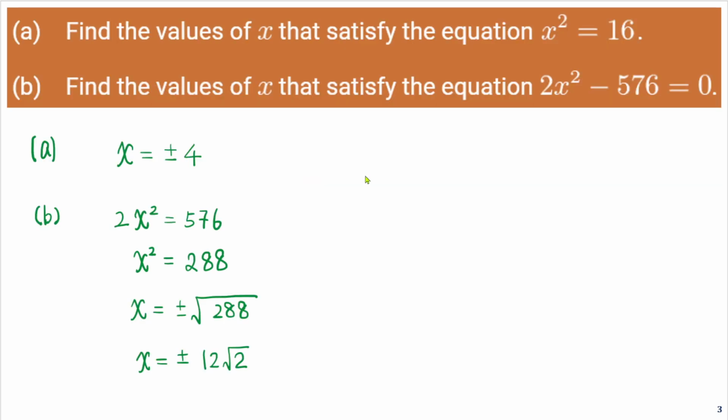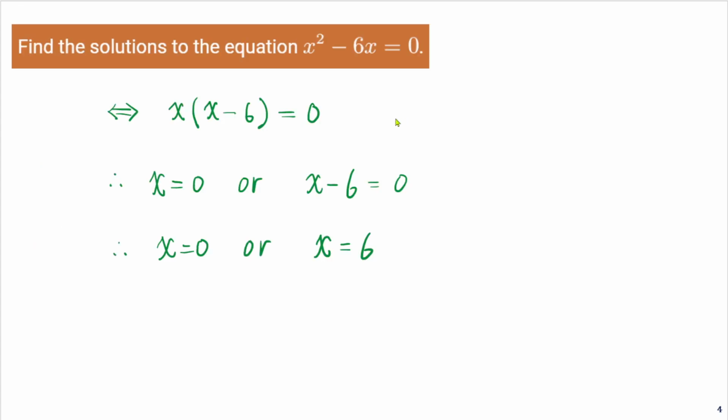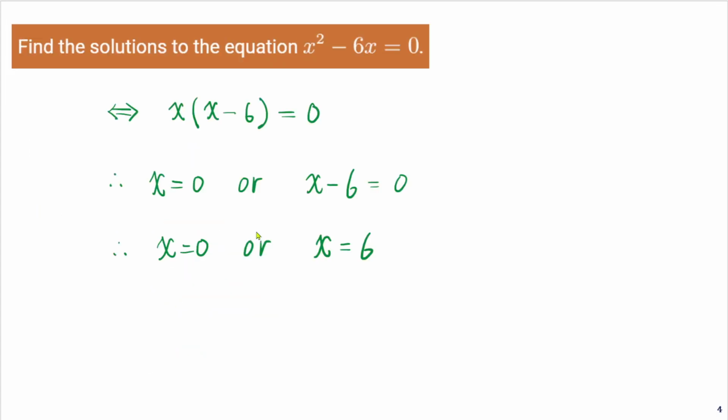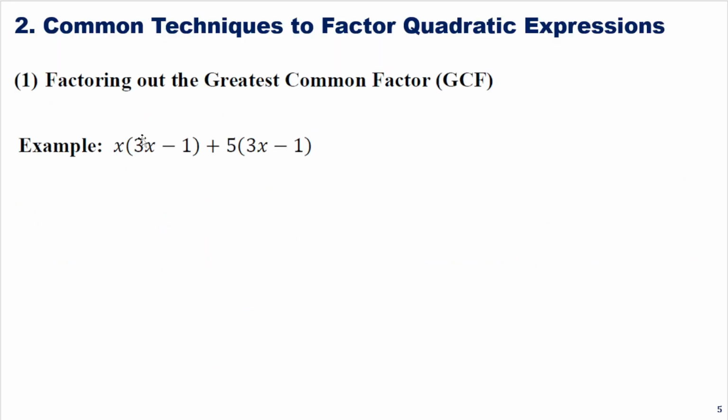So as you can see here, if there is no linear term or no constant term, it's very easy to solve a quadratic equation, right? And in order to solve the quadratic equation in a more general sense, for example, both a and b are not 0 and c is not 0, we need to use some techniques to factorize the quadratic expression. So next, let's have a look at common techniques we can use to factor quadratic expressions to help us solve the quadratic equation.